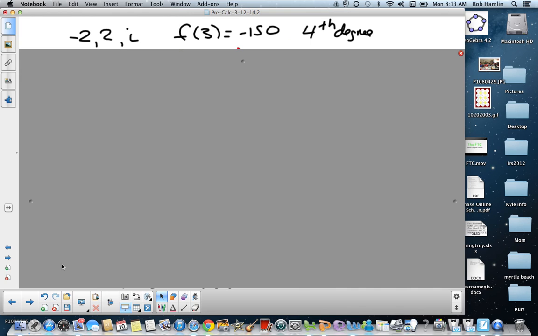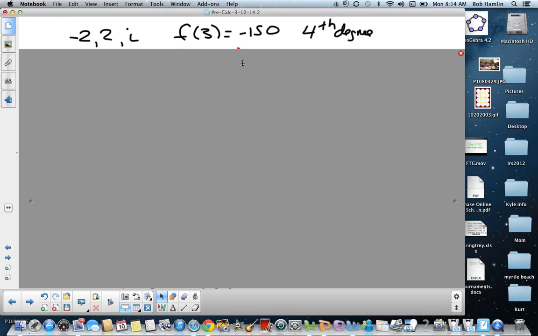Now, the next thing that happens is that I'm giving you 3 zeros: negative 2, positive 2, and i. And I know it's going to be a fourth degree polynomial. And the last bit, which is also very critical, is that f of 3 has to equal negative 150. Now the problem comes in with there being an i. We only have 3 zeros, but it's a fourth degree polynomial. So we know how many zeros we should have, especially since we're counting imaginary ones, should be 4.